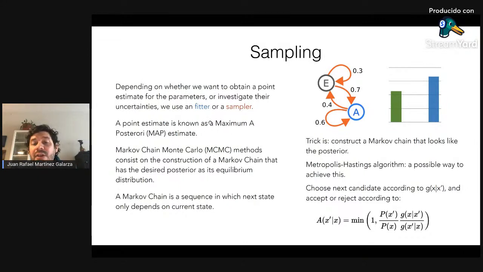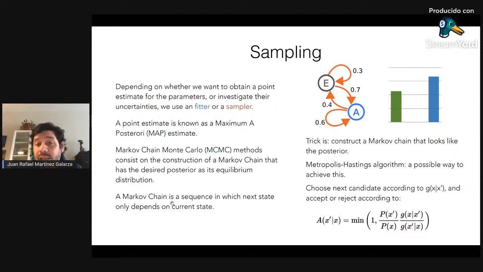And so you've already seen that you can fit a model and find the maximum of that distribution, but now you want to know the full thing. You want to know the distribution, how that distribution actually looks like. So Markov chain Monte Carlo, MCMC methods, provide you with a tool to do exactly that. And I'm going to briefly explain what they do.